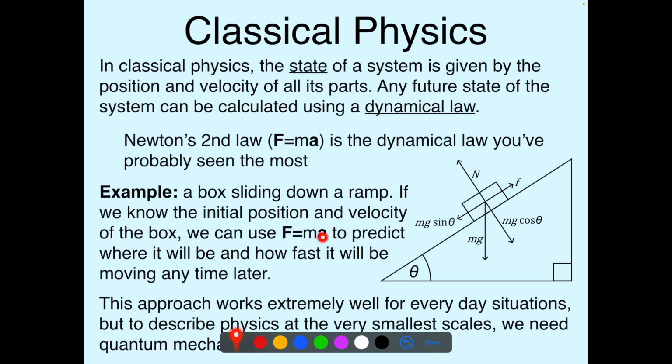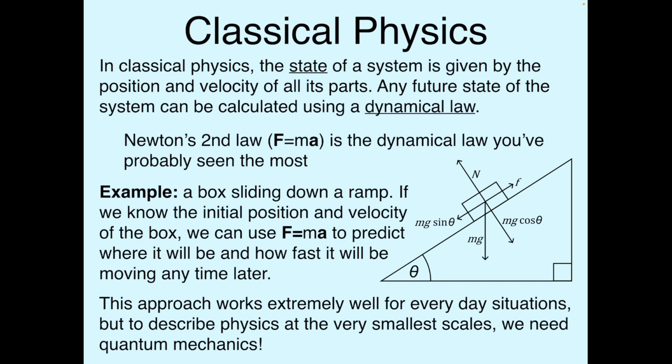So if you know the acceleration of the box, and you know the starting position and the starting velocity, you can then predict what the final position and the final velocity will be sometime later, okay? So that's just an example of what I sketched out here, right? We have the initial state of the system, that's the starting position and velocity of the box. We use the dynamical law, that's F equals ma, to predict the final position and the final velocity of the box anytime later. Okay, so that's the approach we know, and it works extremely well for everyday situations.